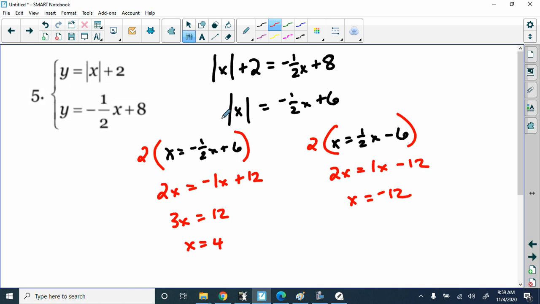Here we have an absolute value equation. Absolute value equations could have extraneous solutions, so it's possible that both of these are correct. It's possible one of them is correct, or it's possible neither one checks and it's no solution. So we check them by plugging our x's in to both equations.